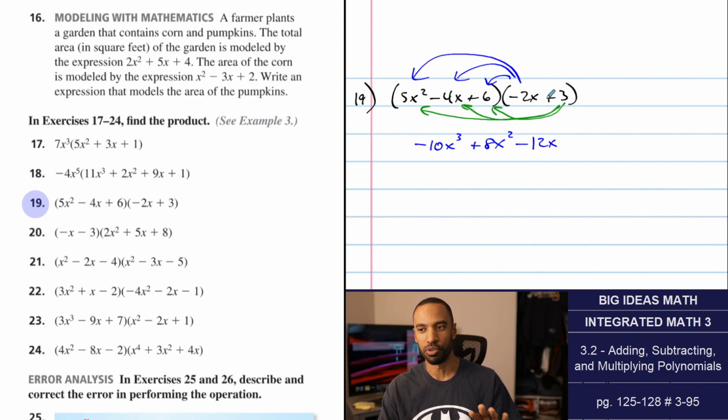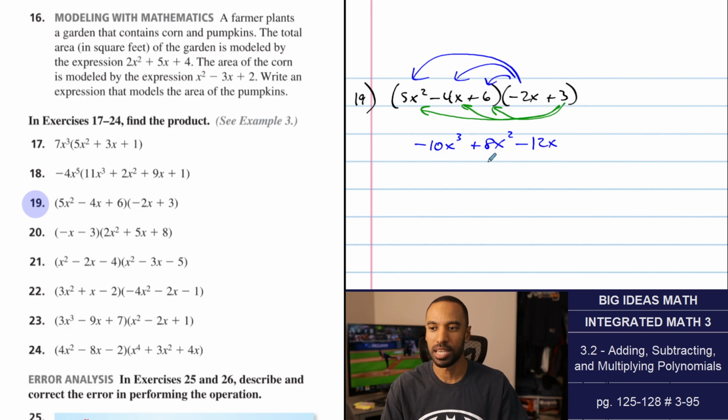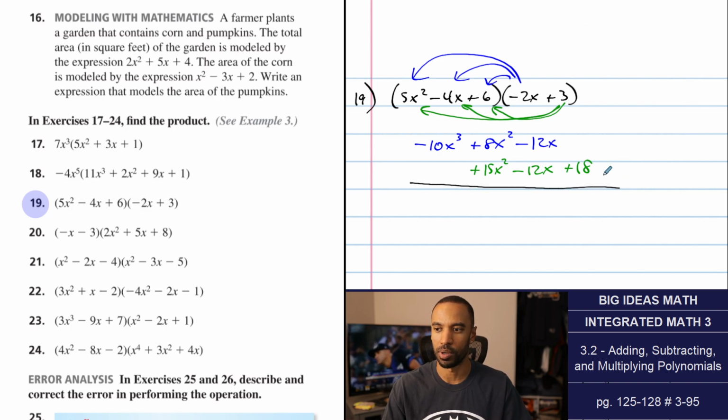This is where I'll sometimes do the vertical thing. I'll put 3 times 5x squared, but I'll put it with the x squareds, right? That's plus 15x squared. Align those. 3 times negative 4x is negative 12x. 3 times 6 is 18. Now I'm adding down these lists, but it's always addition.